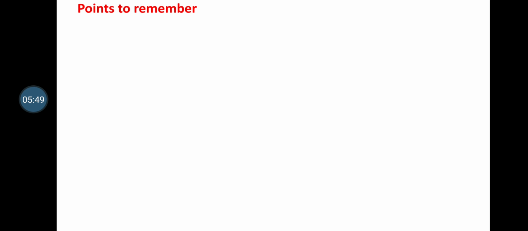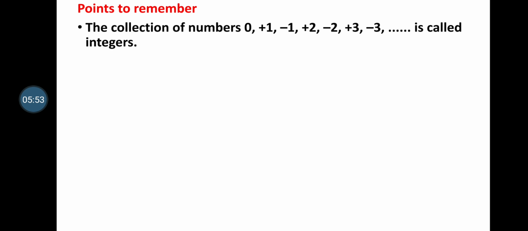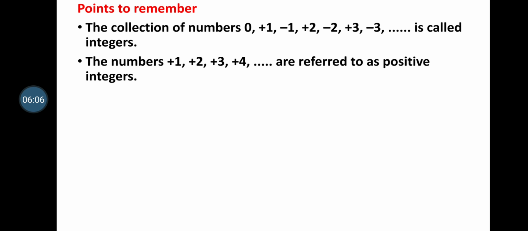So let's see the points to remember in this video. The collection of numbers right from 0, plus 1, minus 1, plus 2, minus 2, plus 3, minus 3, and so on, all these are called integers. The numbers plus 1, plus 2, plus 3, plus 4 are referred to as positive numbers. Here I have mentioned plus 1, plus 2, but in general, if no sign is there, it means that it is positive.